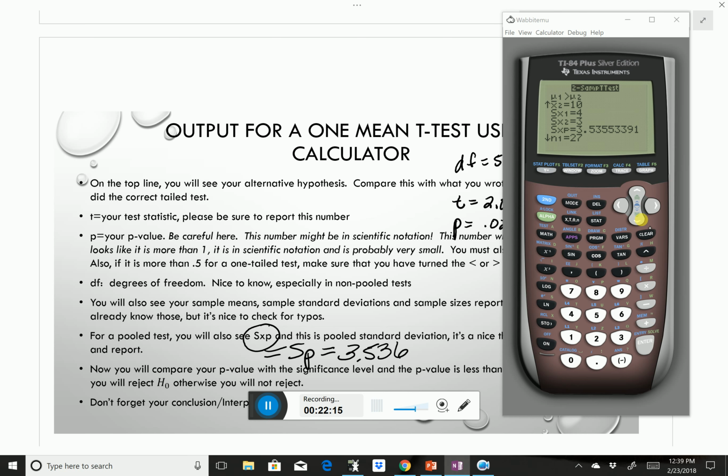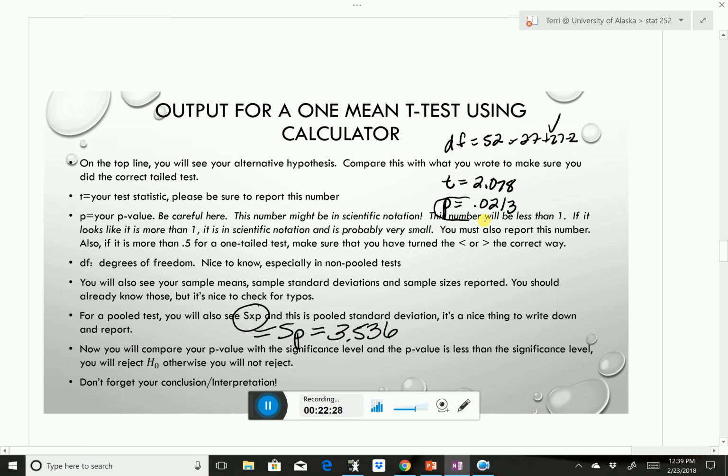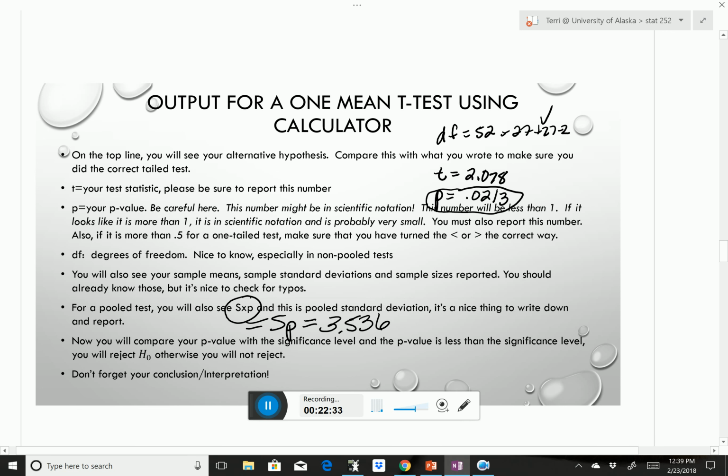And of course, it gives me my n's just to make sure that I can look at all this to make sure I didn't put any typos in. So, close that now. Once I make sure everything's right, I look at my p-value and I say, okay, is my p-value less than my significance level? I'm not really given a significance level in this problem. So let's say that it was 5%. Is this less than 5%? And the answer is yes.